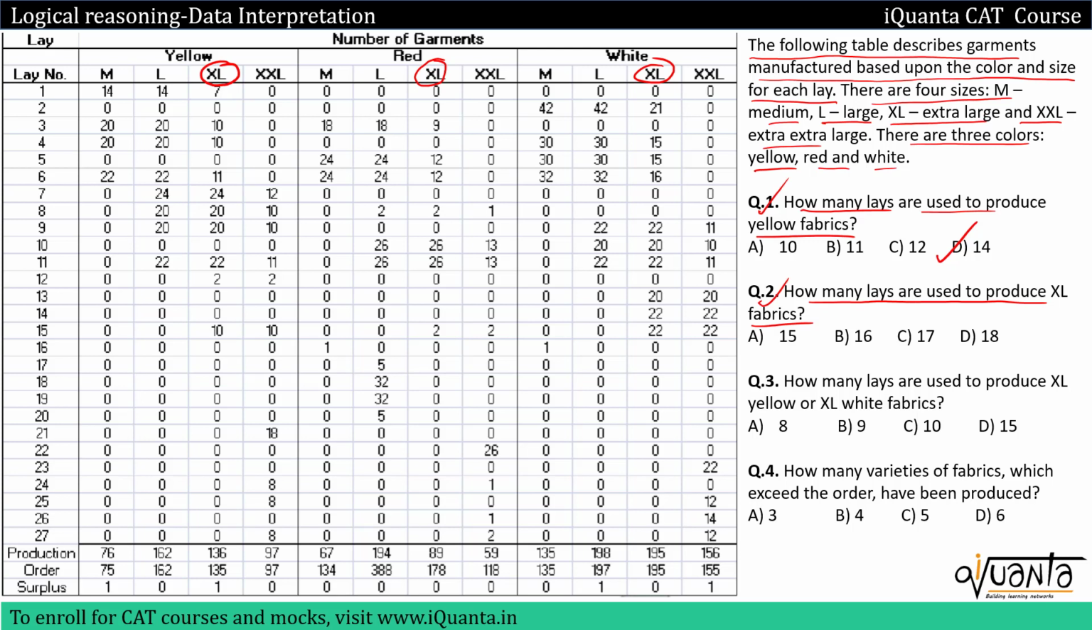If there is at least one XL garment, whether of yellow, red or white color, we'll count it. So now if I check in lay number 1, we have 7 XL garments. So in lay number 1 definitely there will not be 0 XL garments, so lay 1 will be counted.